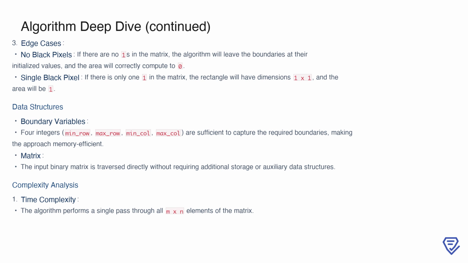For data structures, the algorithm relies only on 4 integer variables to track boundaries, making it highly memory efficient. Instead of storing additional information or indices, we use the input matrix directly during traversal. This keeps the space complexity at O(1), excluding the input. For time complexity, the algorithm processes each element of the matrix exactly once, ensuring a linear pass through all m×n elements. This makes it efficient, even for larger matrices.